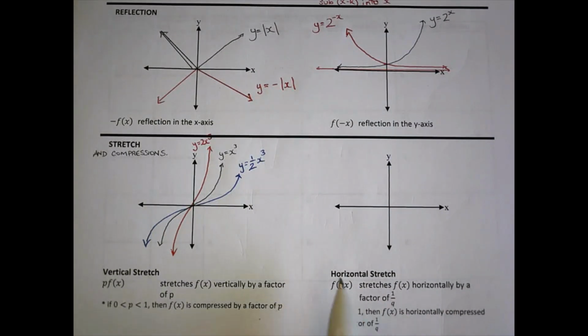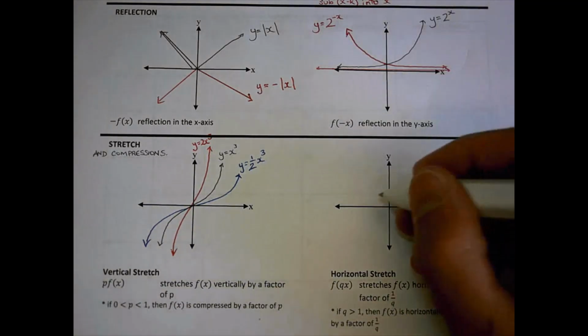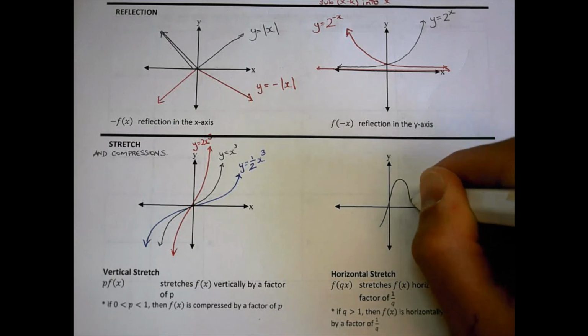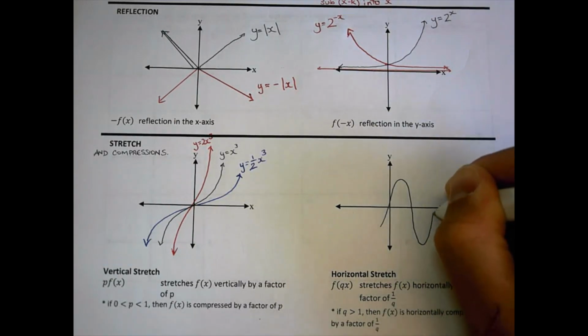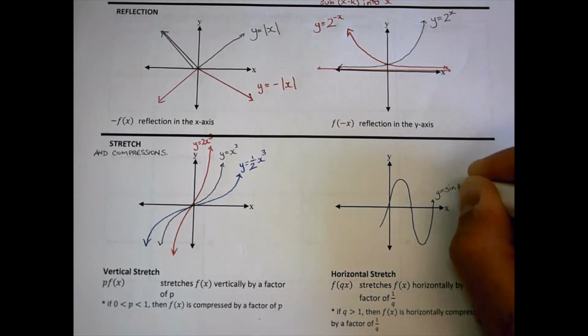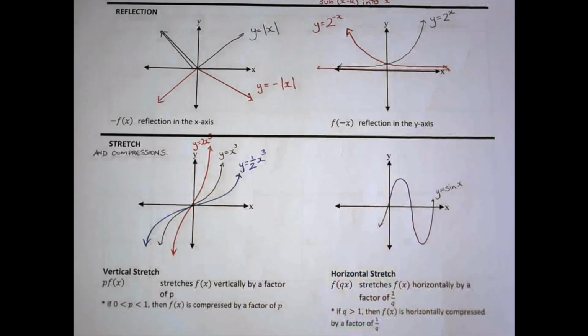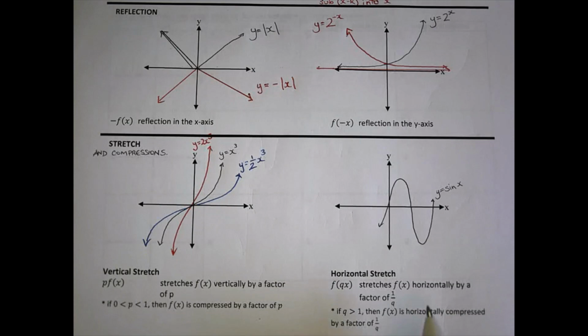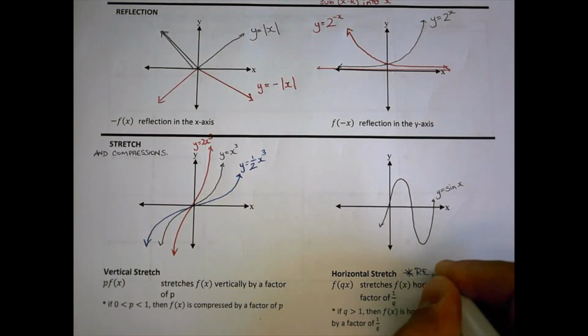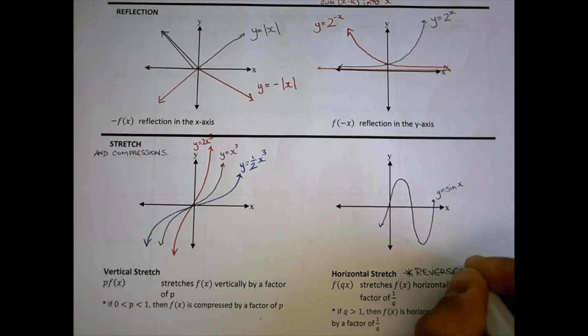Okay, finally, if we're doing a horizontal stretch. So this time we'll start with everyone's favorite, which is a sine graph. So it's got this kind of sinusoidal graph. You want to leave some space. So this is y equals sine x. Okay, this is, like I said before, reversed. This is how I think of it, at least.